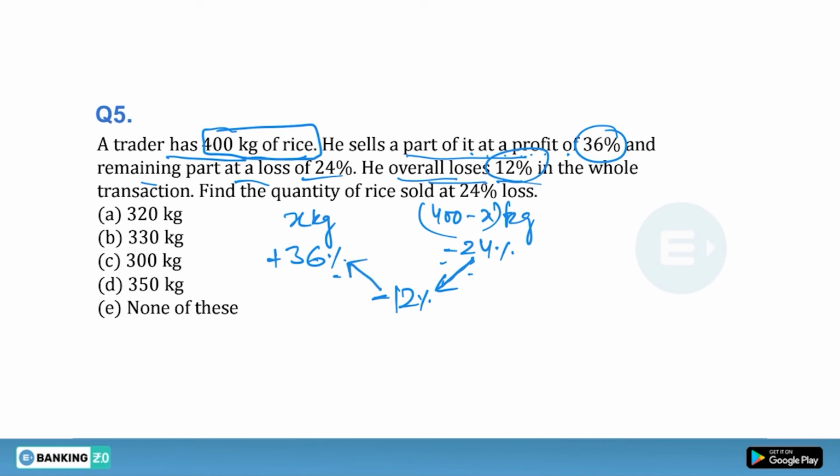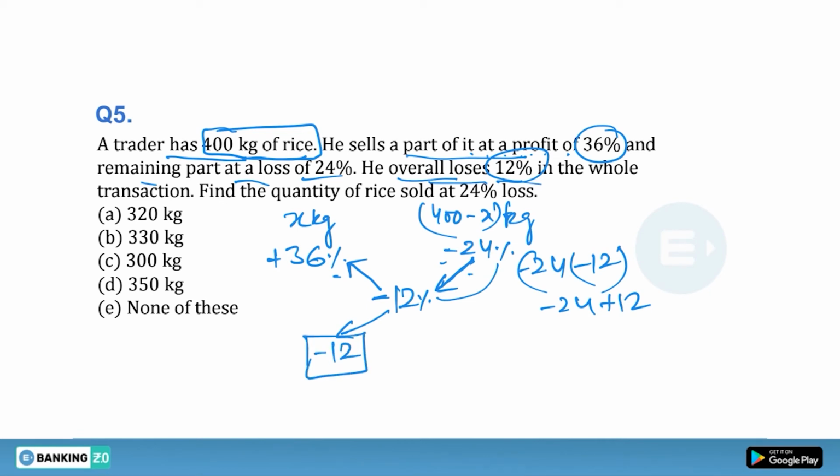Okay, and what will be the value of minus 24 and minus 12, guys? Minus 24 minus 12 will be what? Minus 24 plus 12 basically, that means, and the resultant will be written here. Here you can write minus 12. And minus 12 here will be what? Minus 12 minus plus 36, that means minus 12 minus 36.